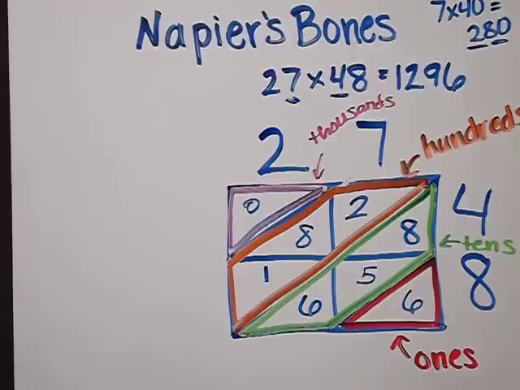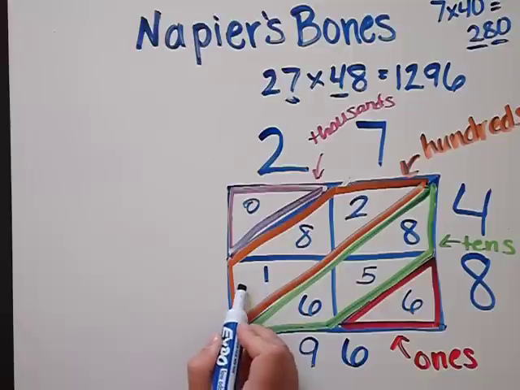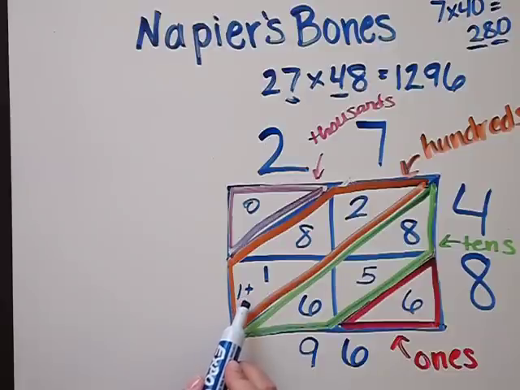So now to get our product of 27 times 48, we just add up each of the digits in the diagonals or the placeholders. So we have 6 ones, 8 plus 5 plus 6 tens, or 19 tens, or rather 9 tens and 100. So just like with column adding or with Napier's bones, we carry a 1 over to the next place value.